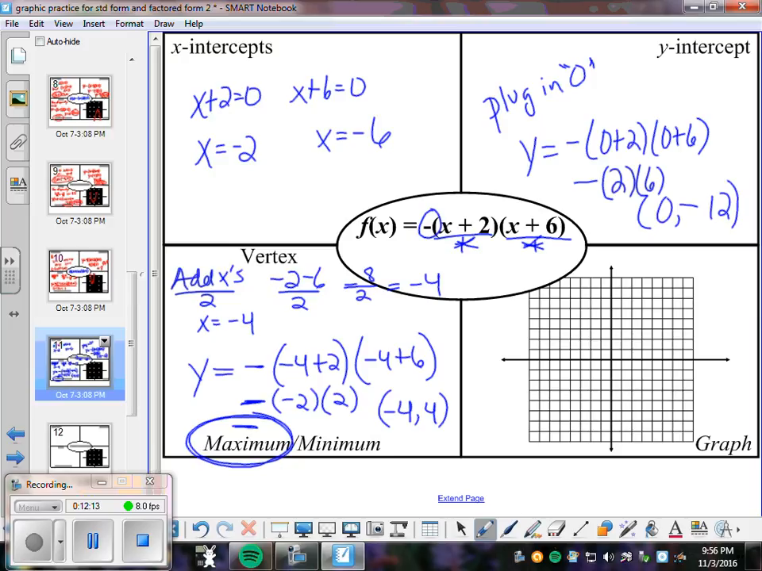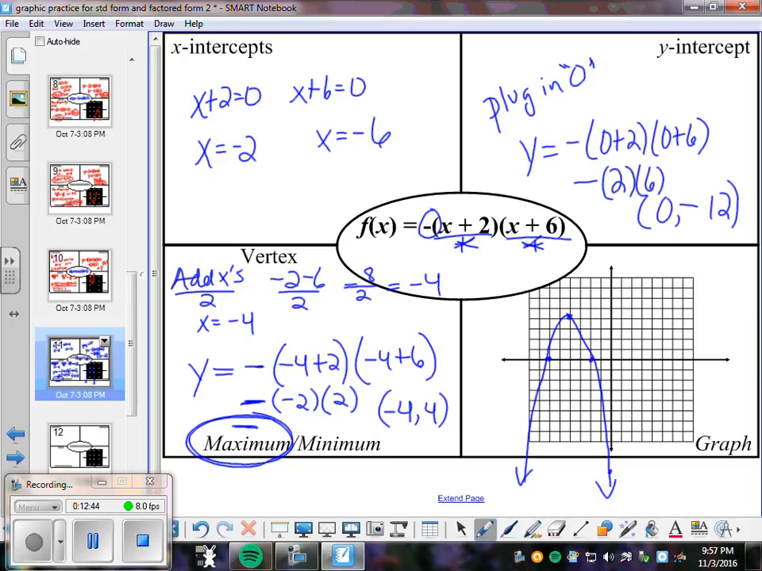All right, so we have all our numbers now to plot. I've got a 0 at negative 2, a 0 at negative 6. I've got a maximum at negative 4, 4. It goes down, and I'm at 0, negative 12, so I'm going to hit it down here. Okay, so it's going to curve down and curve down.